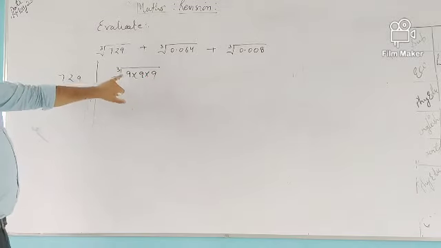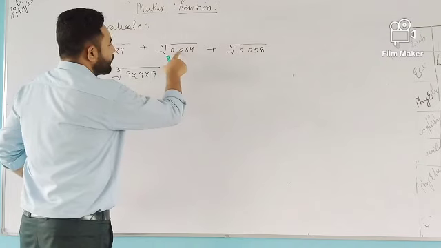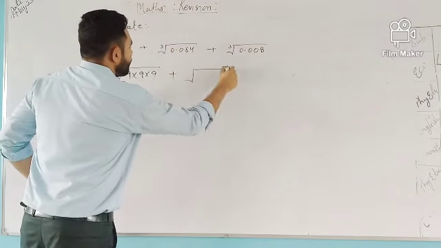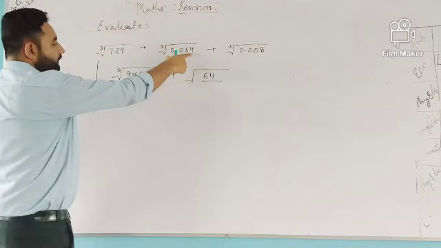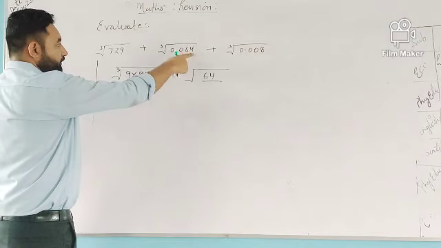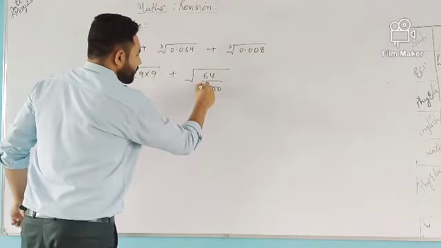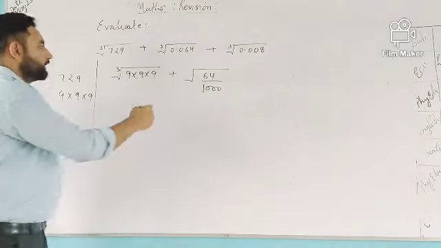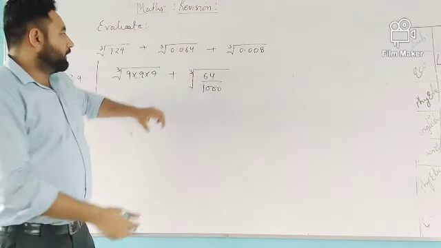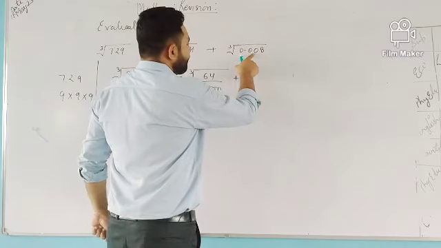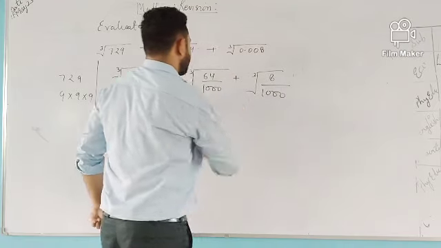Now we have 0.064. To remove the decimal, you can see that before 3 digits the decimal is there. So you need to remove the decimal by placing 3 zeros in the denominator. So we have to write here 64 divided by 1000, and we will put it in the cube root. Plus cube root of 0.008. It can also be written as 8 by 1000, and we'll need to put it in the cube root.